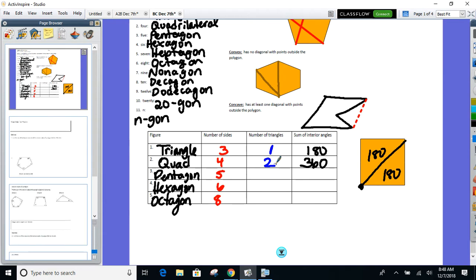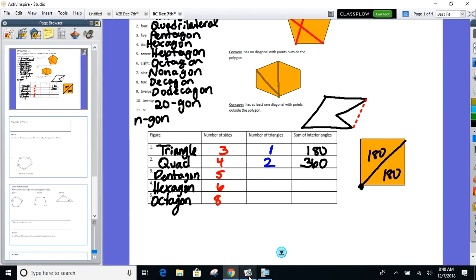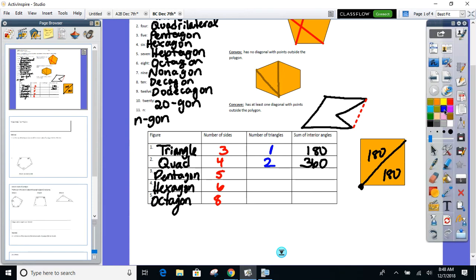All right, here we go. Let's report back and see if we find a pattern. Pentagon. How many triangles were formed in your pentagon? Let's hear from number 7 in Pentagon. How many were formed? 3 triangles formed. All 3 add up to 180. So how many total degrees in a pentagon? 540. Good. All right, let's keep going.